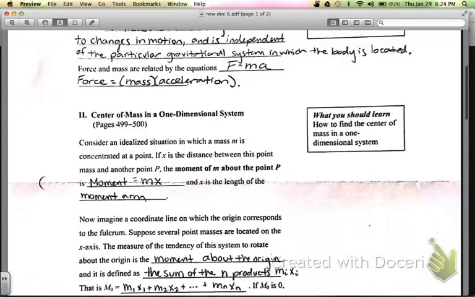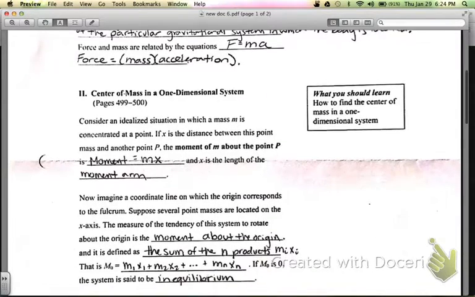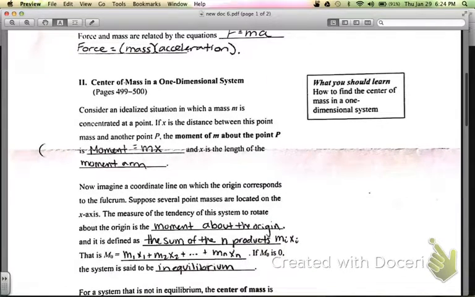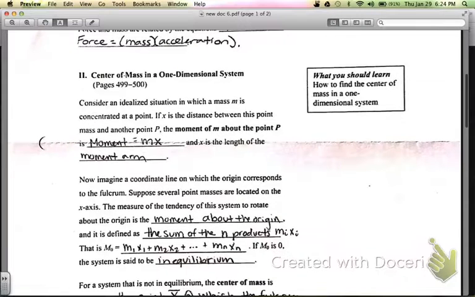This first part is the center of mass in a one-dimensional system. It says, consider an idealized situation in which a mass m is concentrated at a point. For example, if you think of a teeter-totter, right in the middle they have the fulcrum, which is the center of the mass. It says, if x is the distance between this point mass and another point P, the moment of m about the point P is m times x, and x is the length of the moment arm.